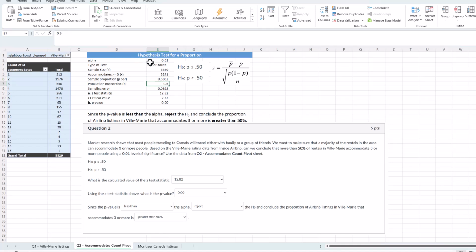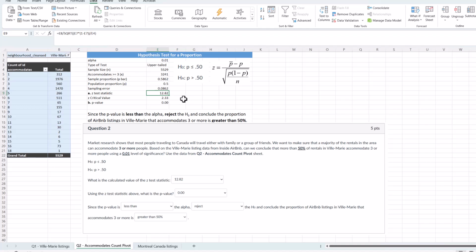In order to calculate our z-test statistic, we have our formula here. I'm going to do the numerator first, which is the sample proportion minus the population proportion. That's just going to be 0.5862 minus 0.5, and we get 0.0862. To calculate the z-test statistic, we take our sampling error in the numerator and divide it by the square root of the population proportion times 1 minus the population proportion, divided by the sample size, and we get 12.82.